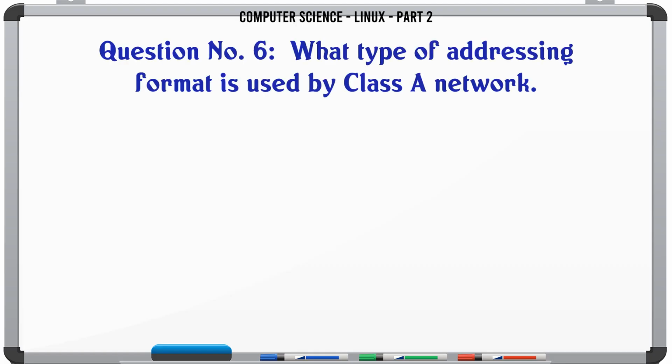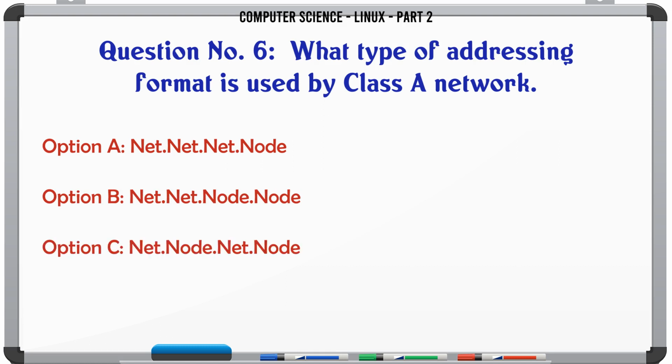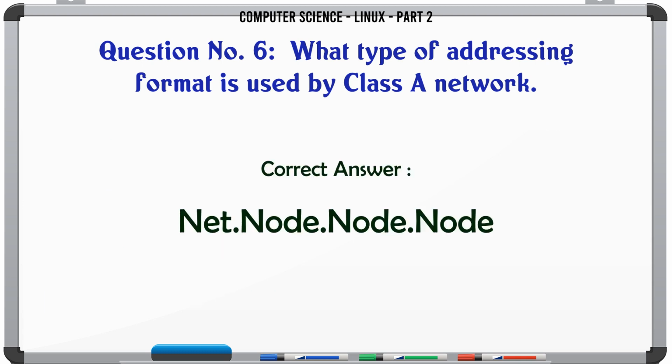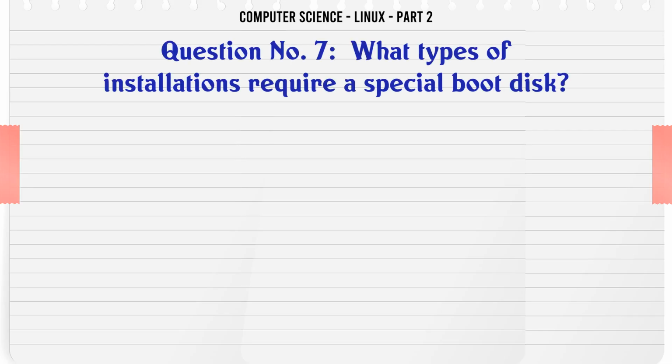What type of addressing format is used by class A network? A. net.net.node, B. net.net.node.node, C. net.node.net.node, D. net.node.node.node. The correct answer is net.node.node.node.